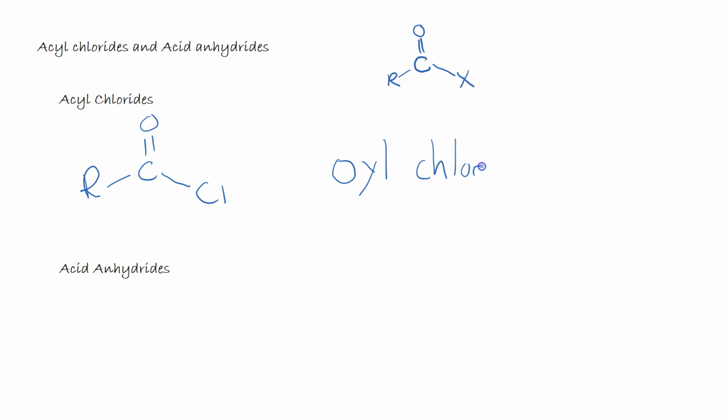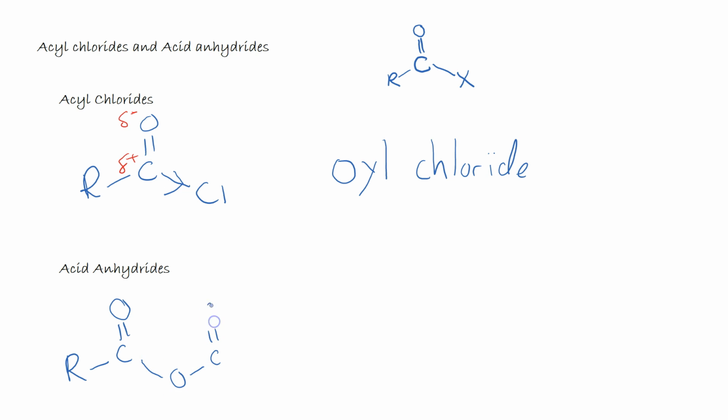So we have things like ethanoyl chloride, butanoyl chloride, and so on. This is the most reactive of our two examples because the chlorine atom here is electron withdrawing, making the carbon double bond oxygen even more polar because of the electron withdrawing capabilities of the chlorine atom, and therefore it's more susceptible to nucleophilic attack.